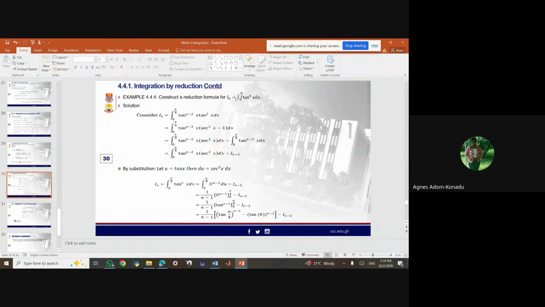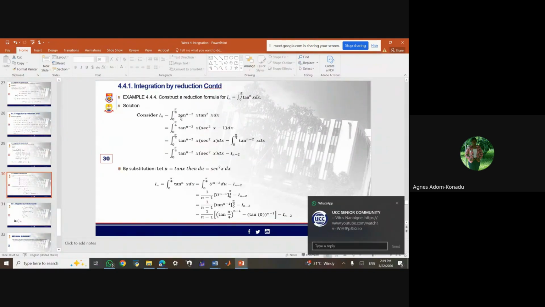So we want to construct a reduction formula for the integral from 0 to pi on 4 of tan to the power n of x dx. Okay, so tan n can be written as tan n minus 2 of x times tan squared x dx.